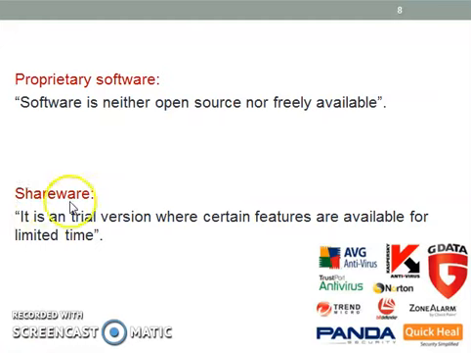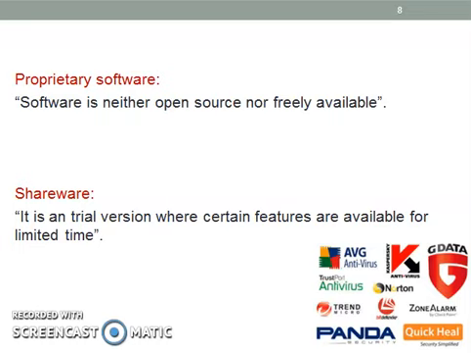Next type is shareware. Shareware is a trial version where certain features are available for a limited time. Means shareware is also a type of software. Those types of software are used for temporary purposes. For study purposes, shareware is used for a minimum amount of time.